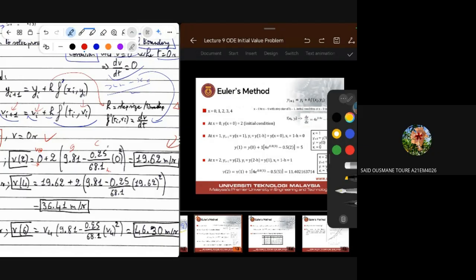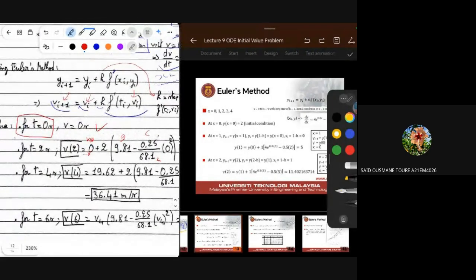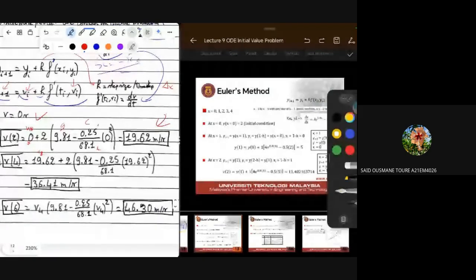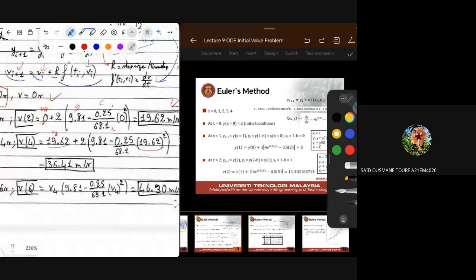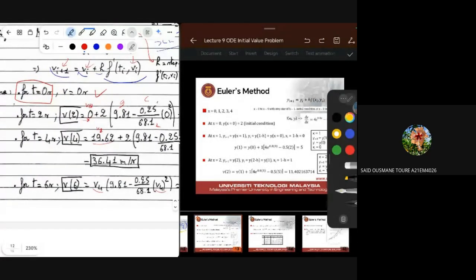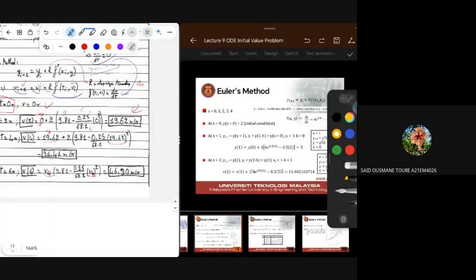Okay, no problem. So this is the answer overall. Here for V4 you use V2... V1, sorry. V1 is V for t equal to 1, which is 19.62. Put it here as input. Everything stays the same, however you change it to V1. Same goes for this one as well, V2. Don't get it confused. Understood?